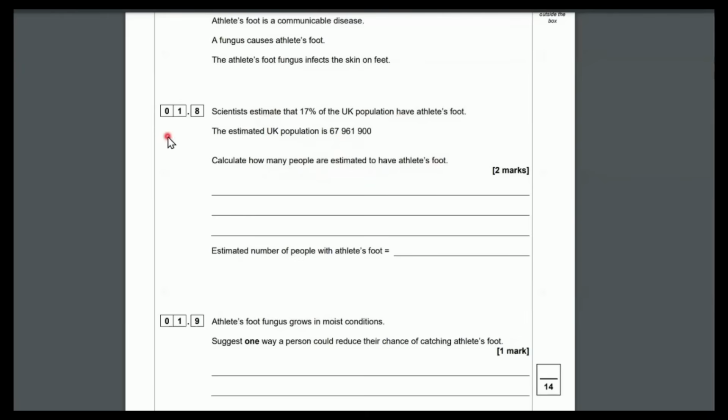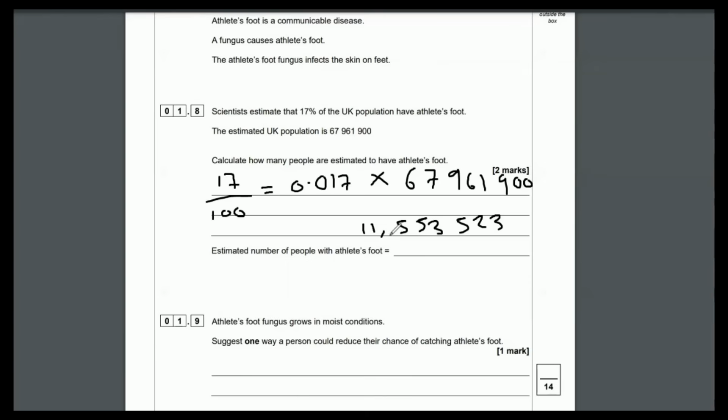2 marks. So here we have a mental maths. One is just basically doing percentages. Can you work out what 17% of 67,961,900 is? So 17 over 100, or you can just in your head 0.17 times 67,961,900, and you're going to get your answer, which is something along the lines of 11,553,523 people have athlete's foot. That's crazy. Nearly a fifth of the population have got fungus on their feet.